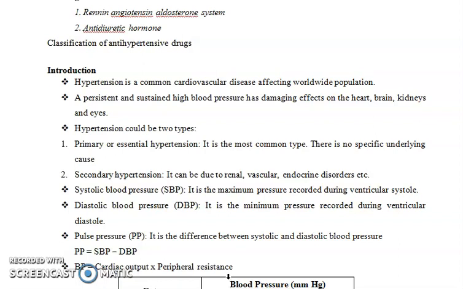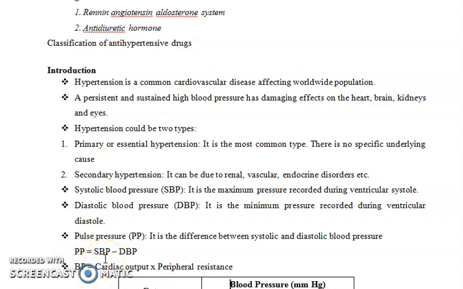Systolic blood pressure is the maximum pressure recorded during ventricular systole, and diastolic blood pressure is the minimum pressure recorded during ventricular diastole. Coming to the next one, that is pulse pressure. The difference between systolic blood pressure and diastolic blood pressure is considered pulse pressure.